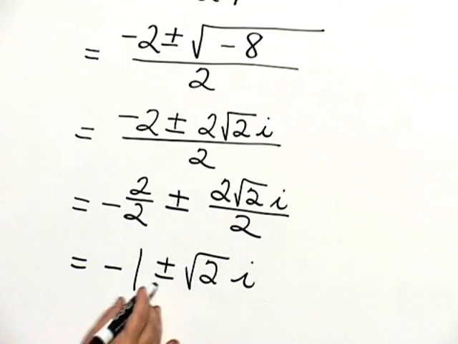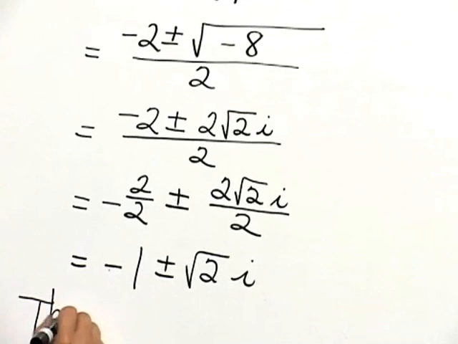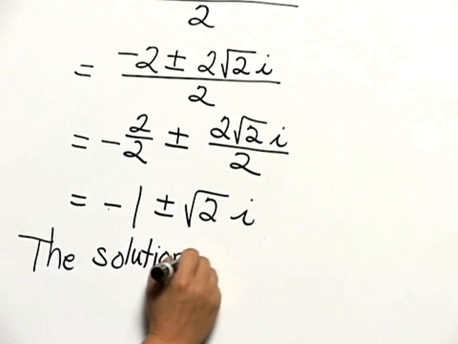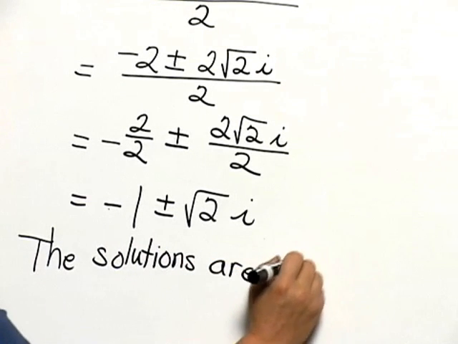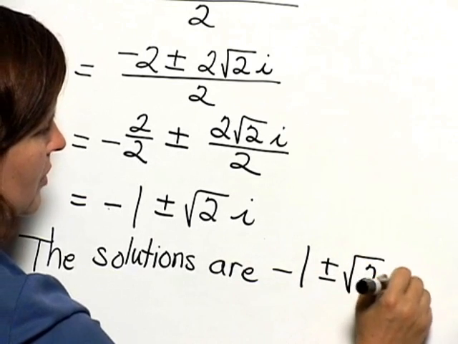So this is really two numbers, negative 1 plus the square root of 2i and negative 1 minus the square root of 2i. So we can state that the solutions are negative 1 plus or minus the square root of 2i.